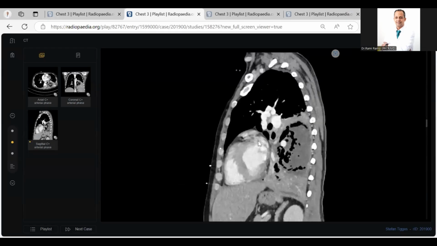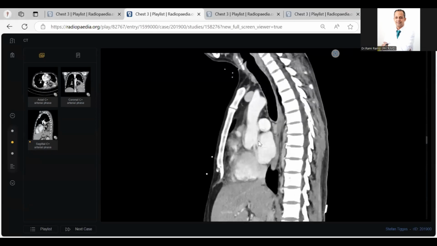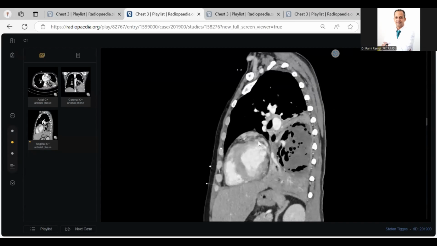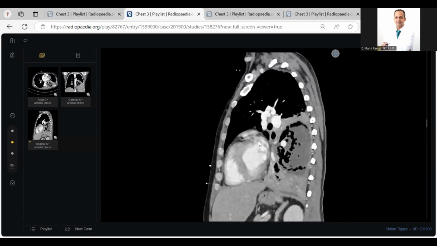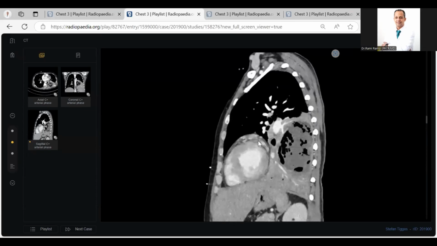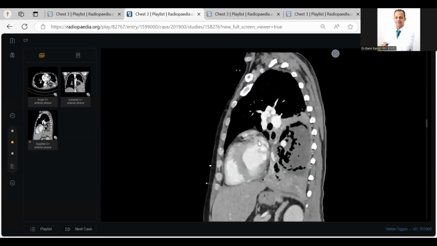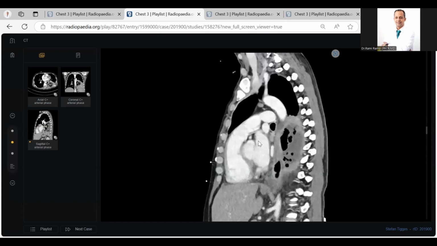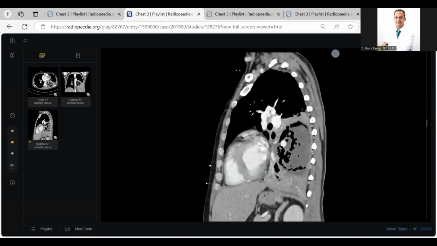What's your differential here? I just want to see whether it's along the chest wall. No chest wall invasion. So it's like a lung abscess formation, or multiple lung abscesses, or it could be empyema formation.